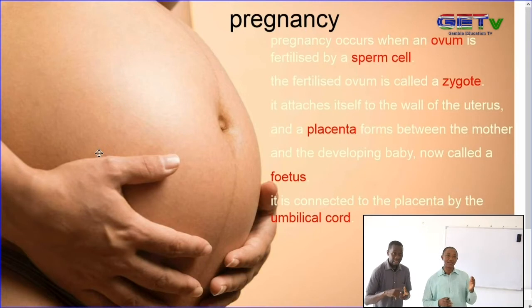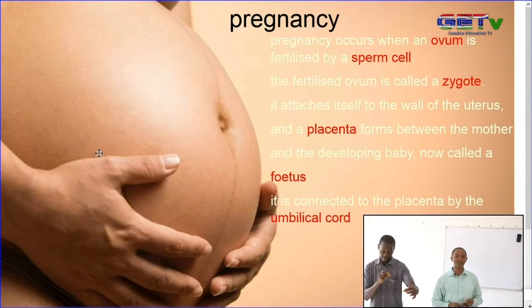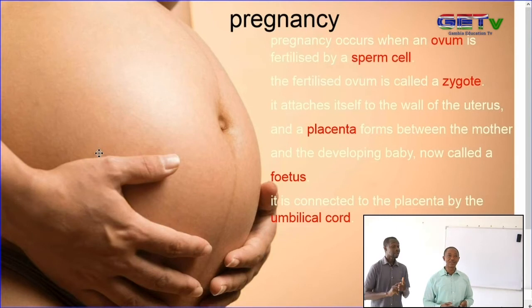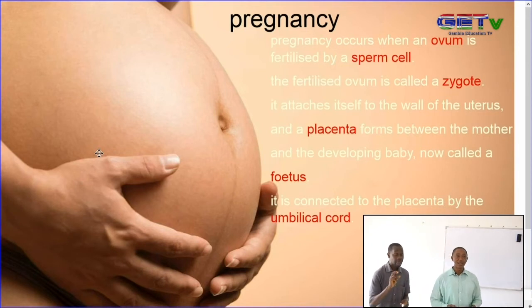The baby is connected to the placenta by means of a kind of tube with blood vessels in it called the umbilical cord. Now, this cord is very important because it's the lifeline of the baby. Everything that the mother should supply to the baby, mostly nourishment and oxygen, and also for the baby to take out waste, is done through the blood vessels in the umbilical cord.